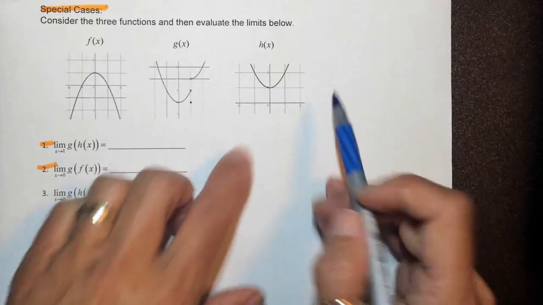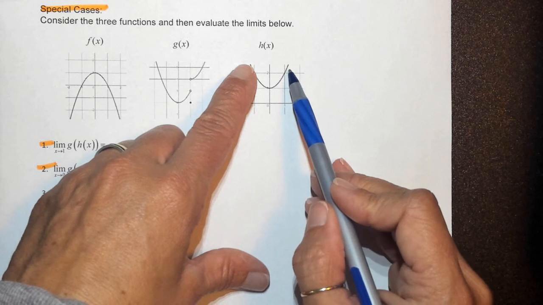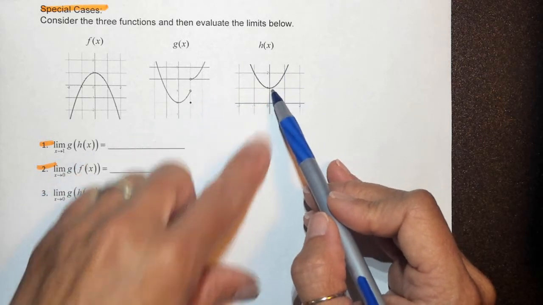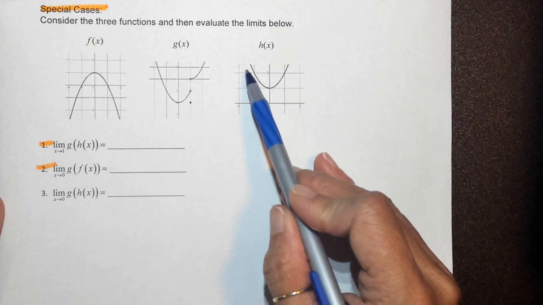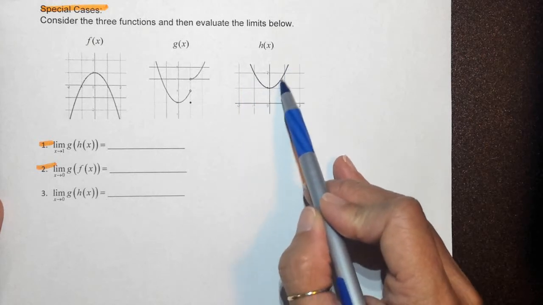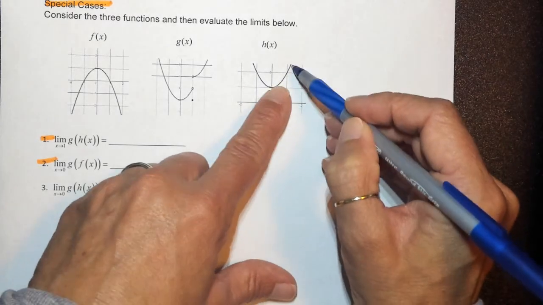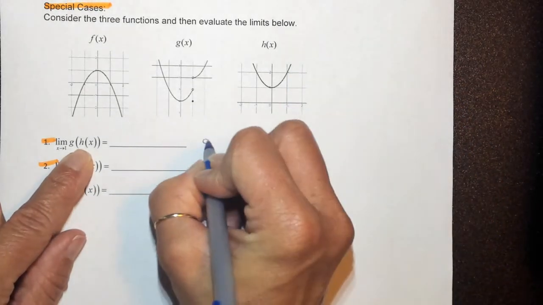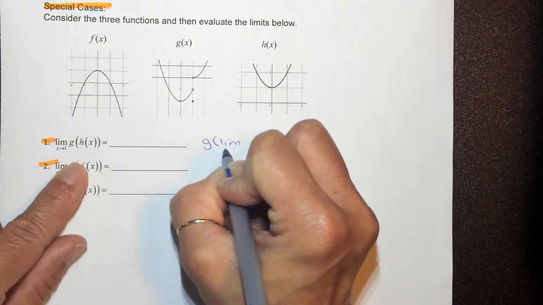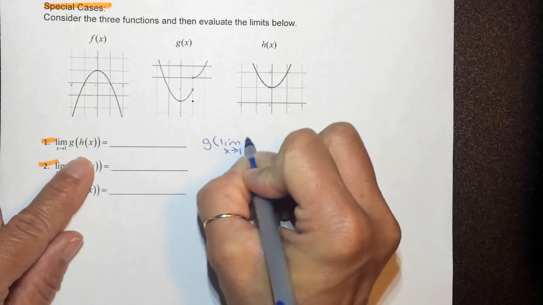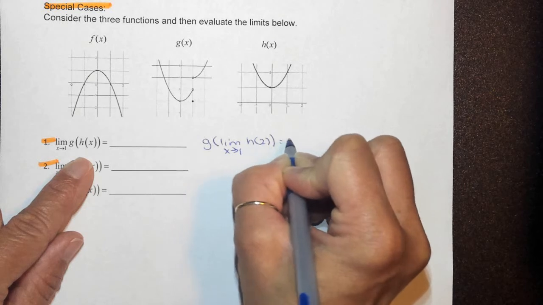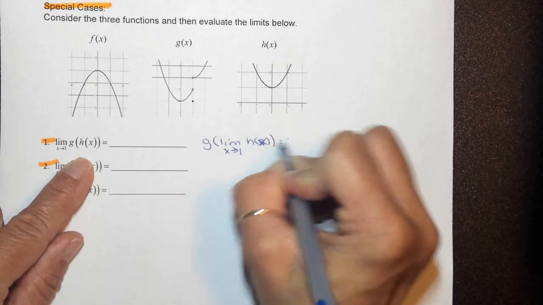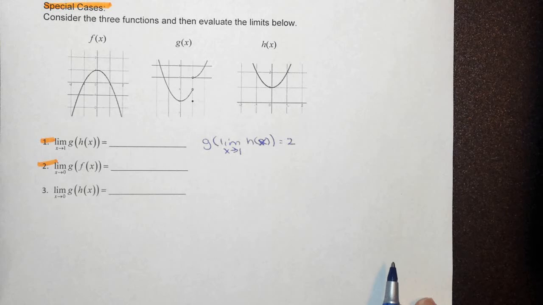So we're going to go here and look. The limit as x approaches 1 of h of x, okay, the limit as x approaches 1 is 2. This is 1 for x, this is 2. Okay, so far you have g of the limit as x approaches 1 of h of x is equal to 2. Now, here's the deal. I am looking at g of 2.